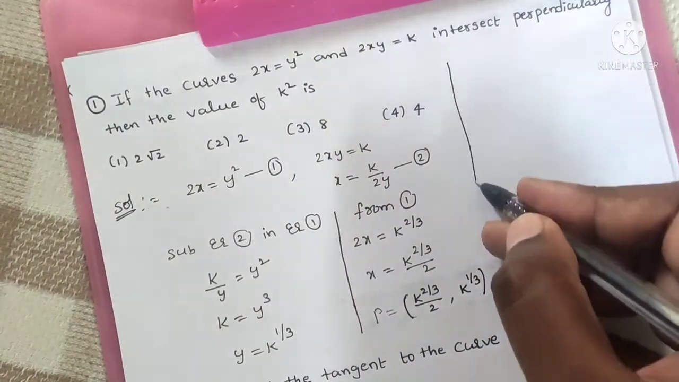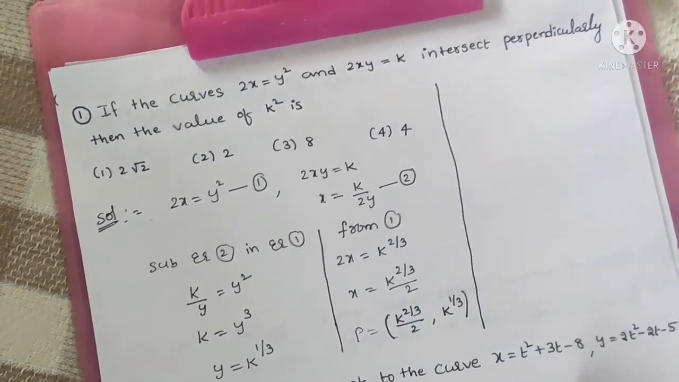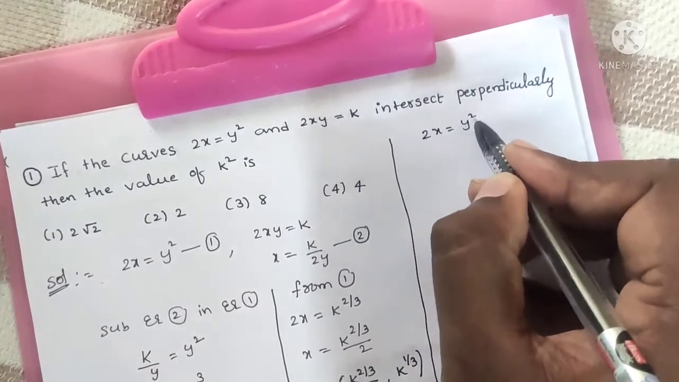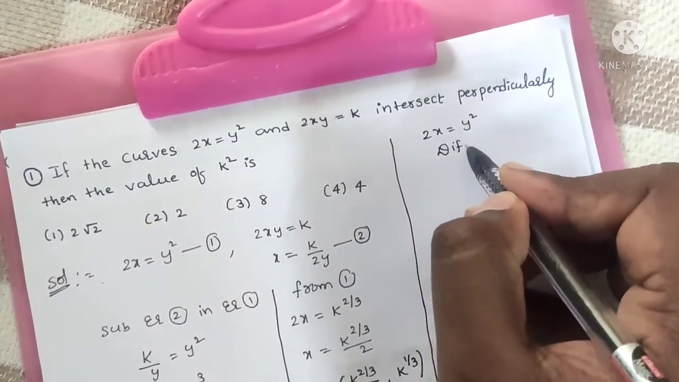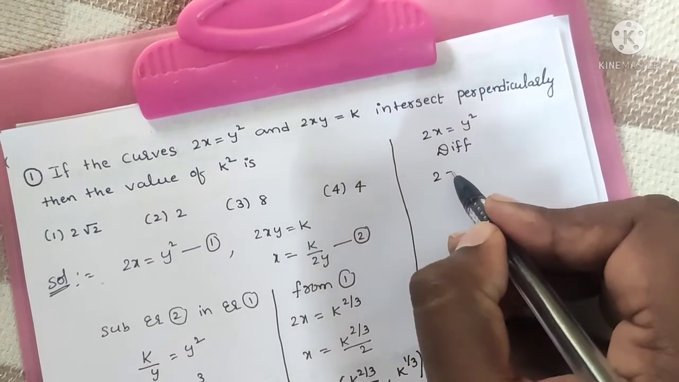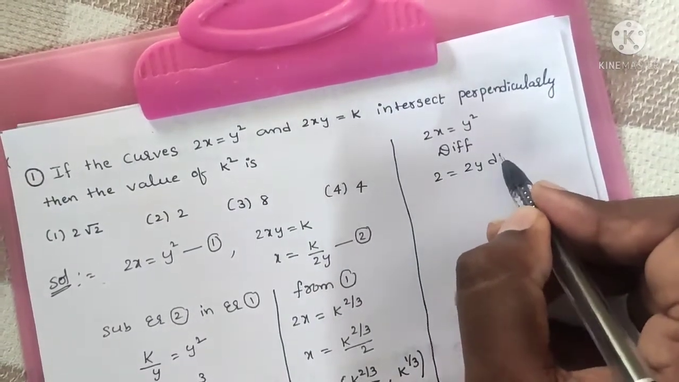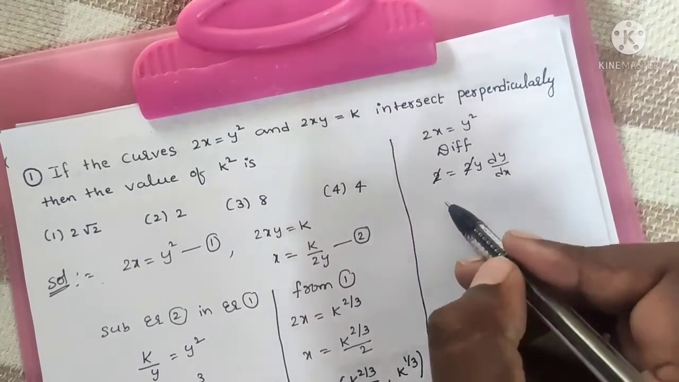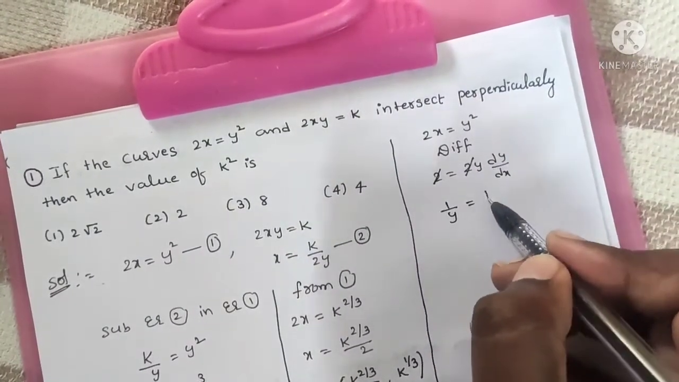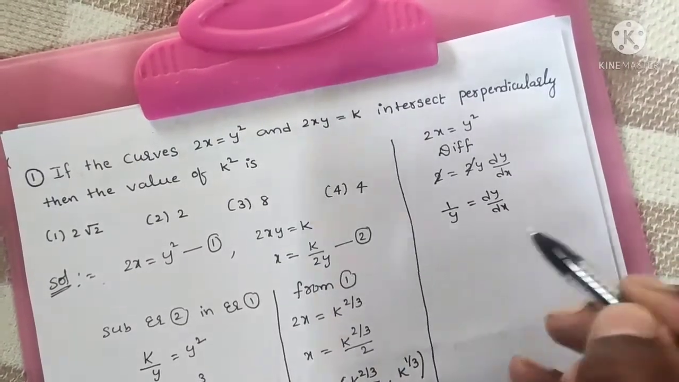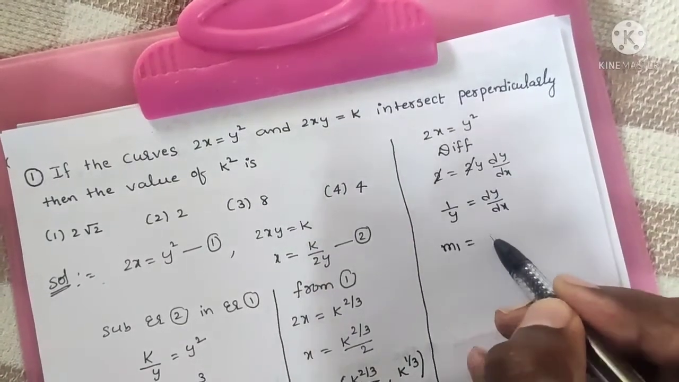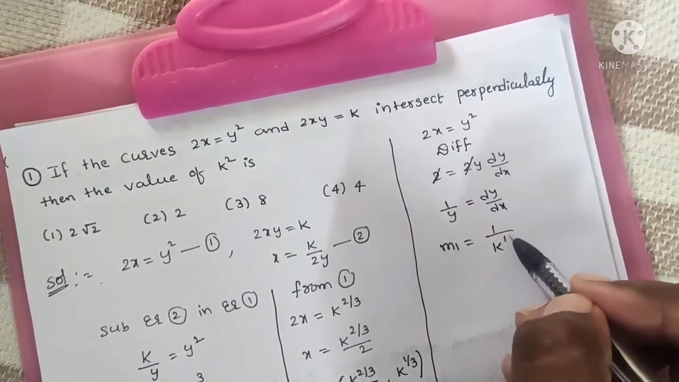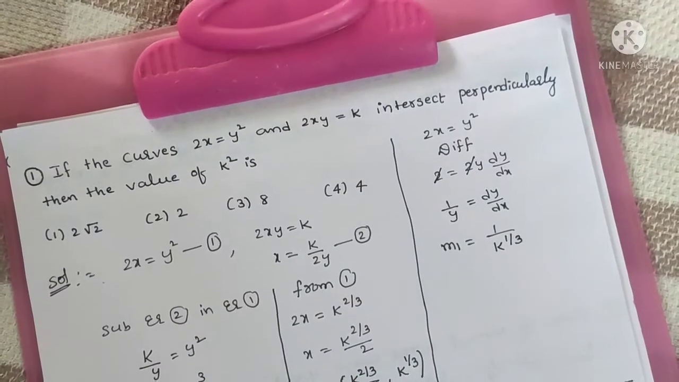Next we need slopes. Take the first curve and differentiate. What is the first curve? 2x equals y square. Differentiate with respect to x, then 2 is equal to the derivative of y square, 2y into dy by dx. Now 2 gets cancelled, y comes to this side, 1 by y is dy by dx. That is the slope of the first curve, m1. 1 by y means, from this, I can write 1 by k power 1 by 3.